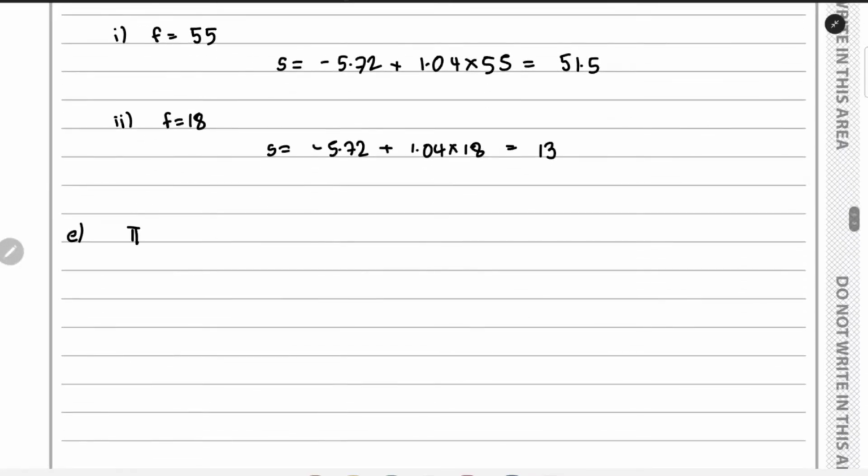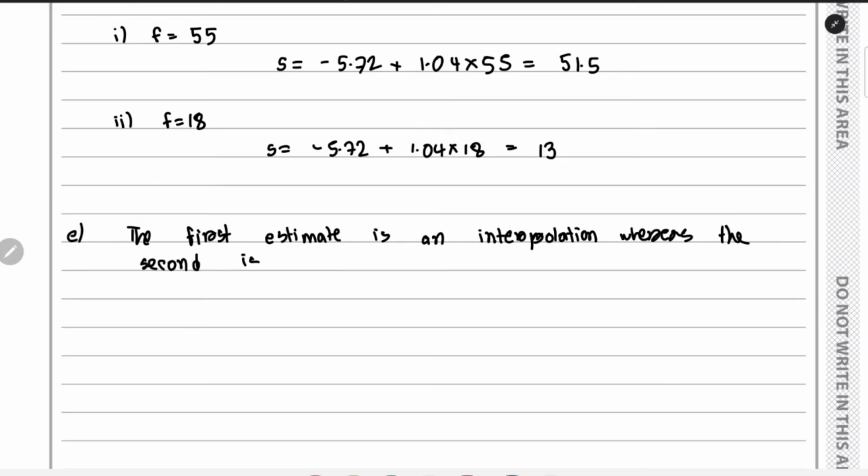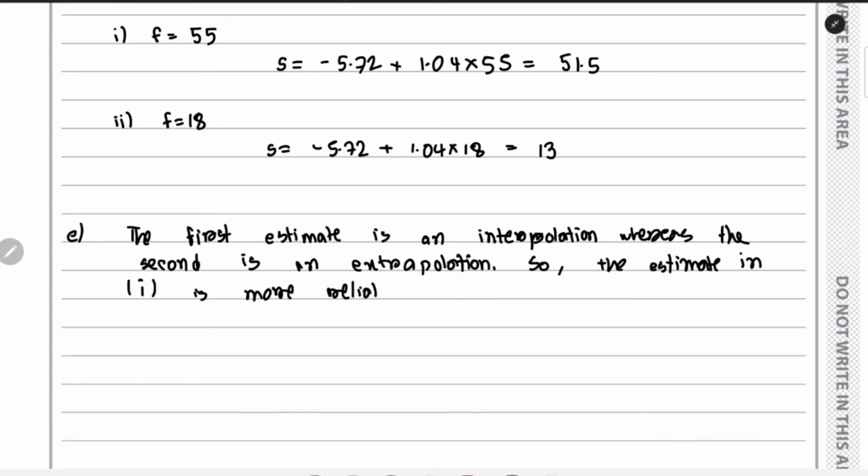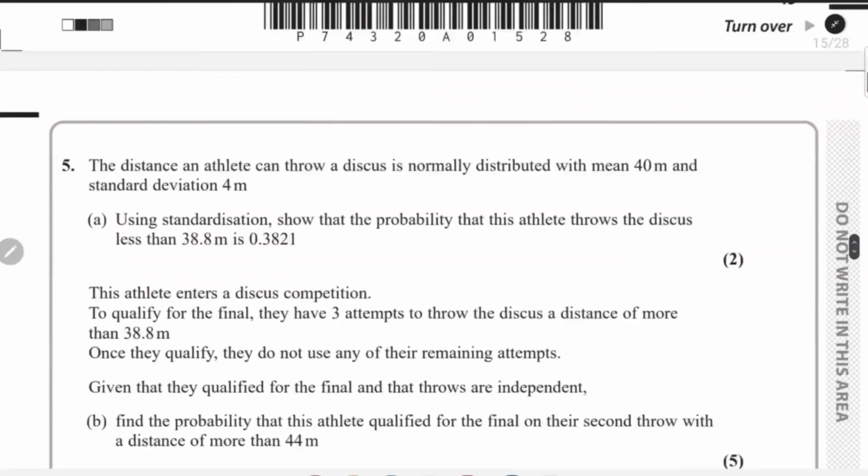So we can say that the first estimate is an interpolation, whereas the second is an extrapolation. So the estimate in one is more reliable. That's it for question 4.